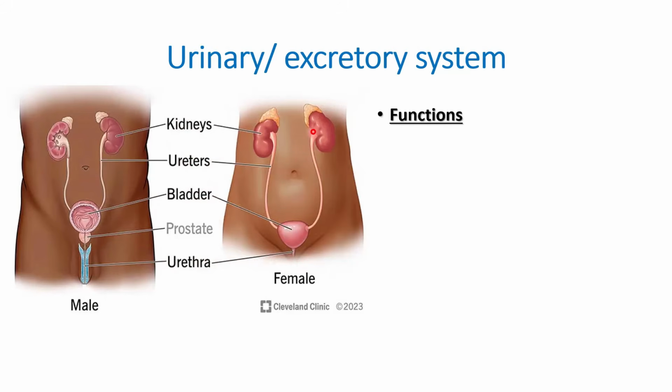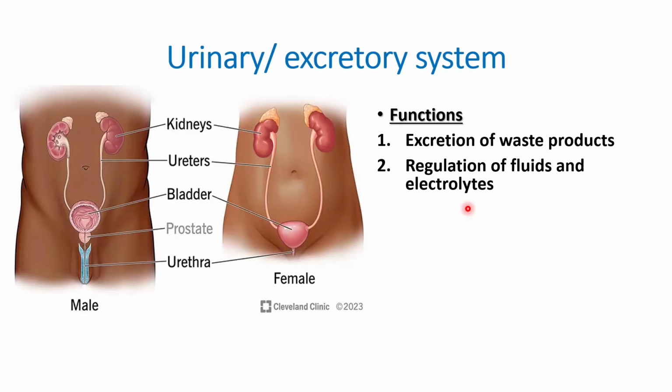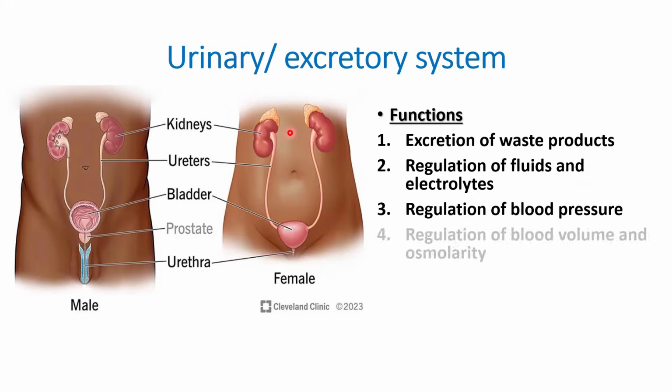What are the functions of this urinary system, or maybe even the excretory system? The function of excretion of waste products happens in the kidneys, and also in the skin. Regulation of fluids and electrolytes is majorly a function of the kidney. They enable filtration, they reabsorb nutrients and electrolytes, and then they regulate blood pressure. That's a function of the kidneys, by telling that you need to reabsorb more water or reduce reabsorption of water. That happens in the kidneys.